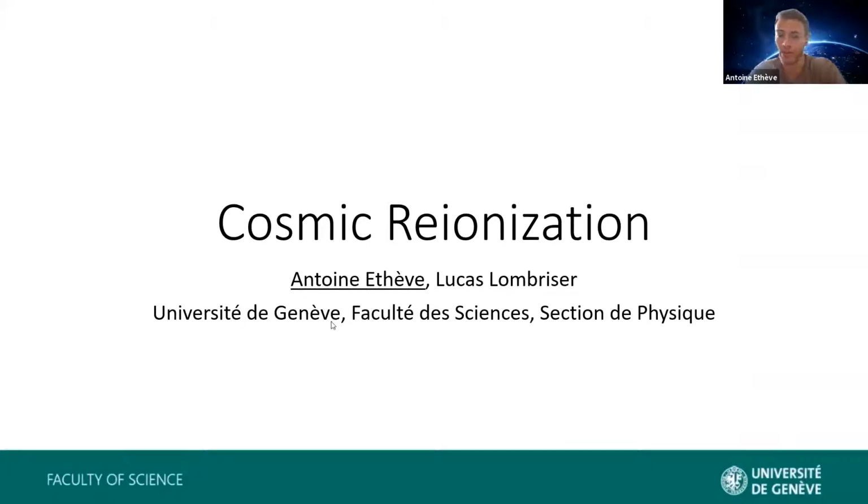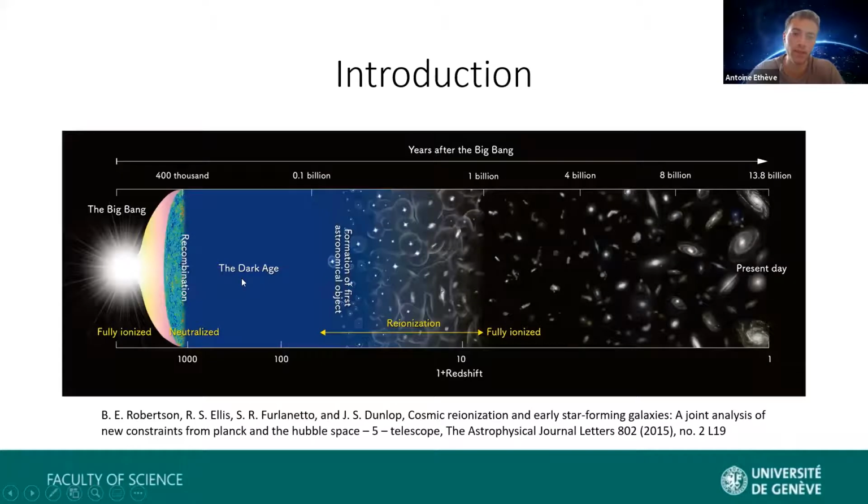I'm a bachelor student at the University of Geneva, and I worked on a summer project under the supervision of Professor Lombriser. The project was about cosmic reionization, which is the era that comes after the Dark Age. The Dark Age is the period during which the universe was neutral and no structures were formed. So reionization begins with the appearance of the first stars and galaxies. We don't know exactly when it began or what the source of the ionizing photons was, but we know that it ended approximately 1 billion years after the Big Bang.